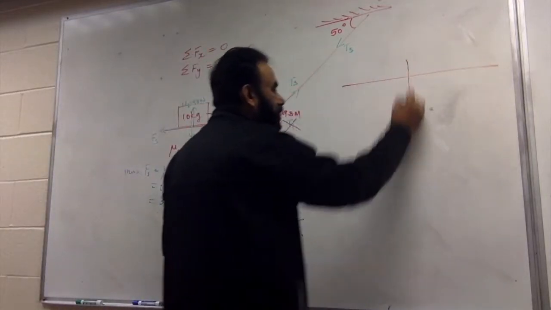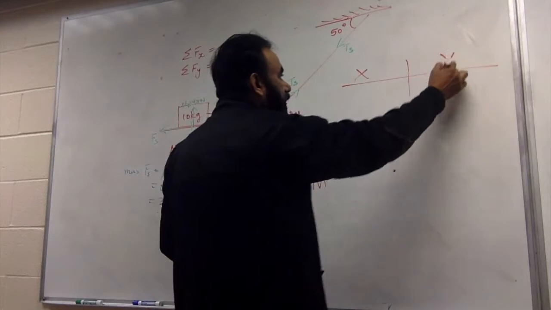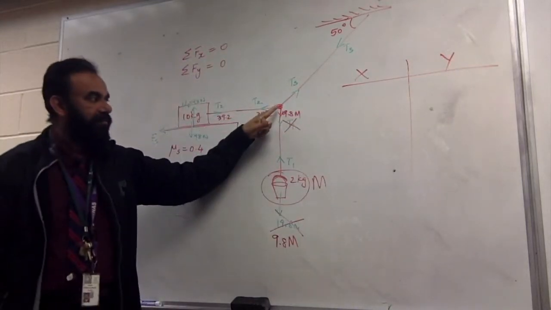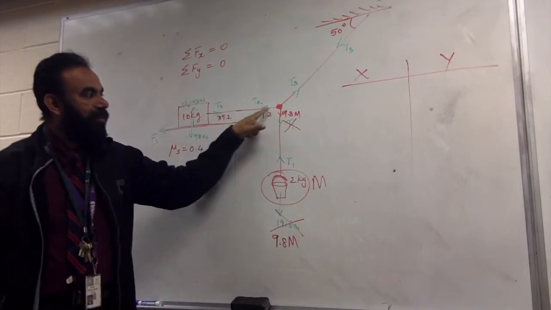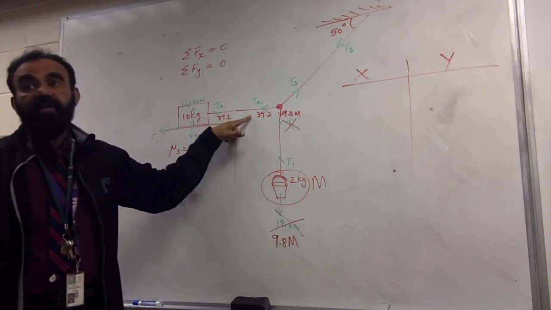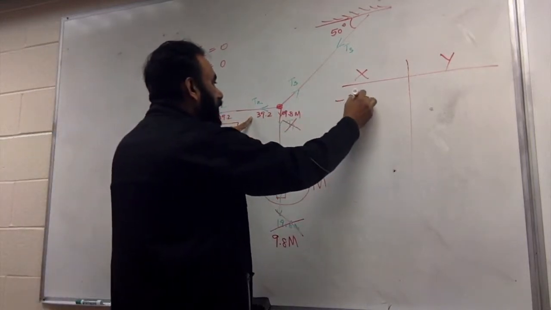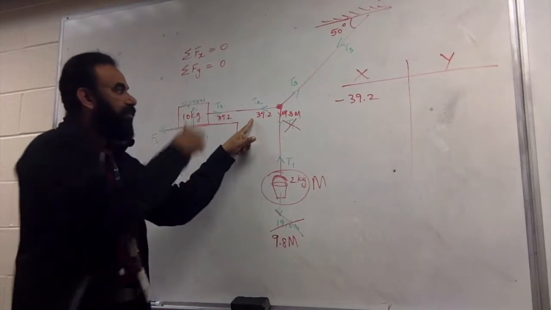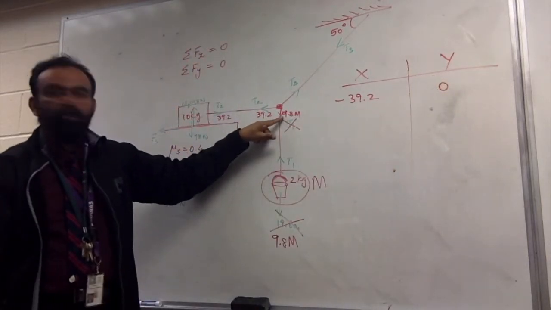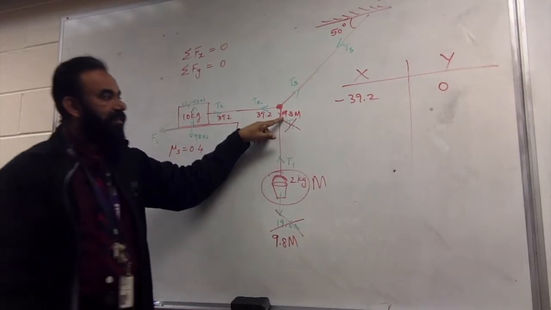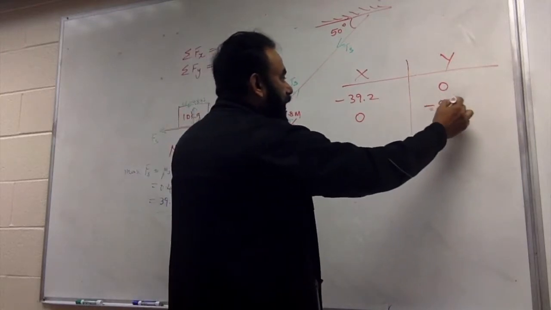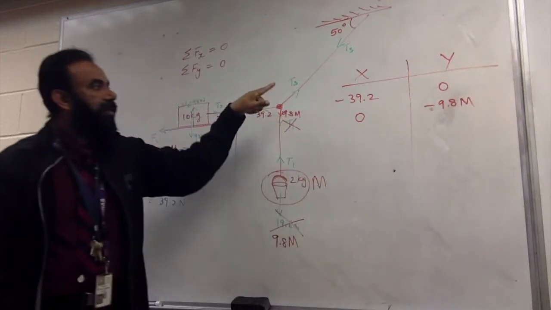So make your table, x and y. We'll figure out each force at this knot. What is the x component of this force here? Negative 39.2. And what's the y component of that? 0. Now let's look at this one. What is the x component of this? 0. And the y component? Negative 9.8 m. And that one.